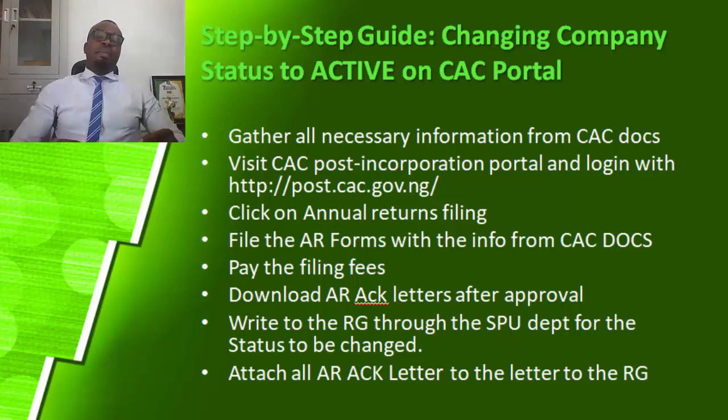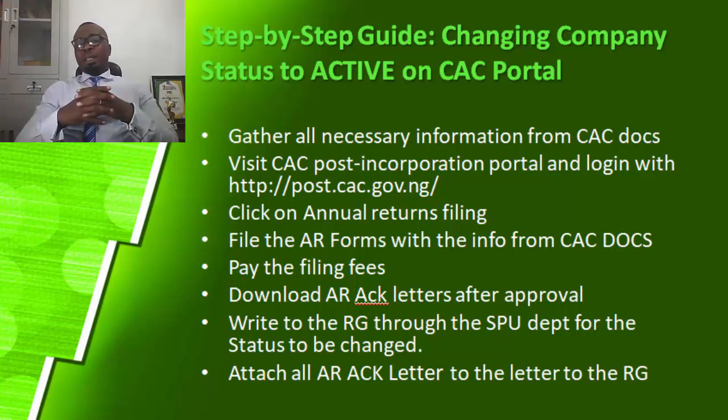Let's now look at the step-by-step guide of changing your company's status to active on the CAC portal. What are the steps that you have to take in order to change your status to being active, so that people will be comfortable doing business with you? The very first thing is to gather all those documents that I've mentioned: your CAC certificate, your memorandum and articles of association, and then the forms.